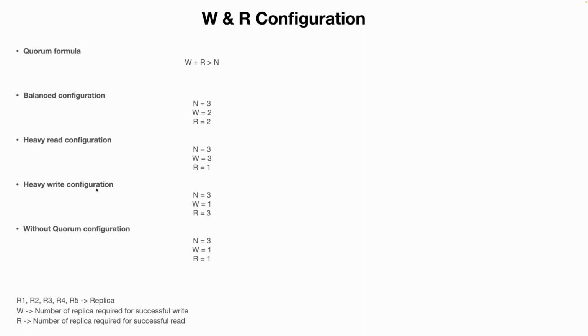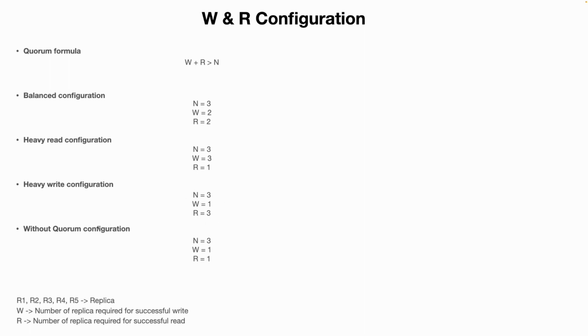Now heavy write configuration: a system that serves mostly writing operations. For that we need to set w is equal to 1 for n is equal to 3, and we need to set r is equal to 3. On that system, reads will be very slow.